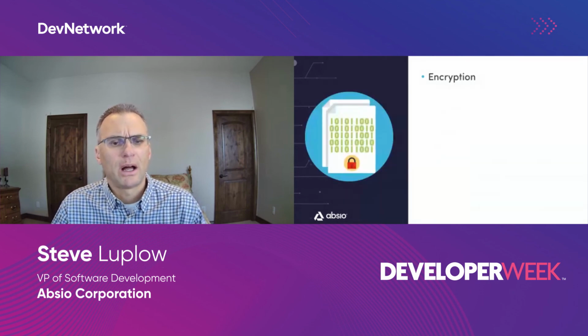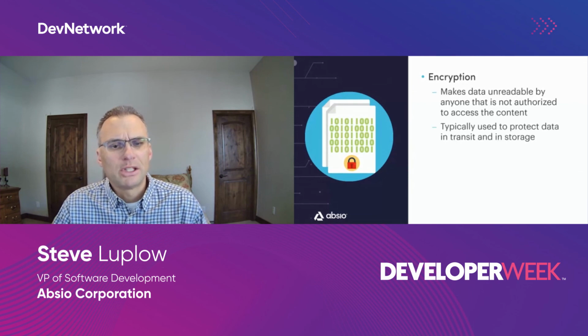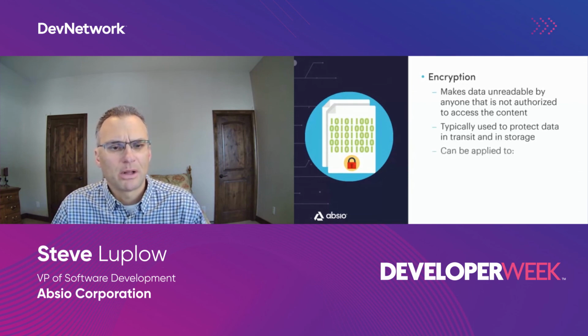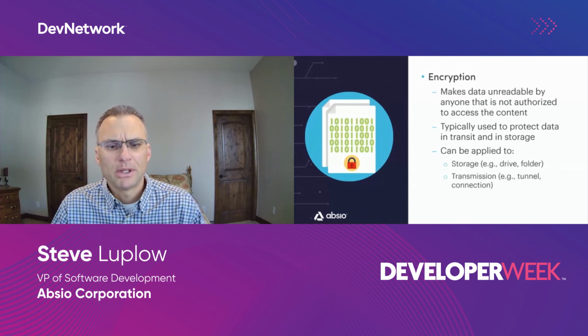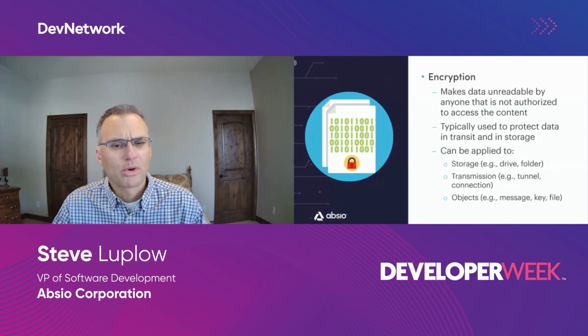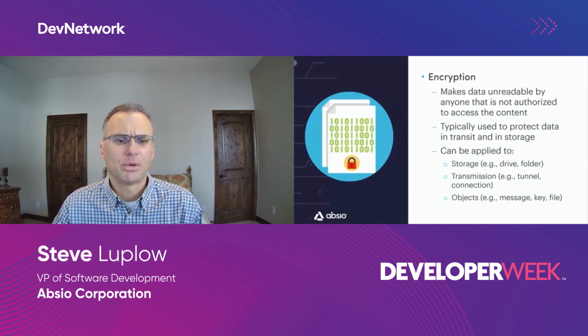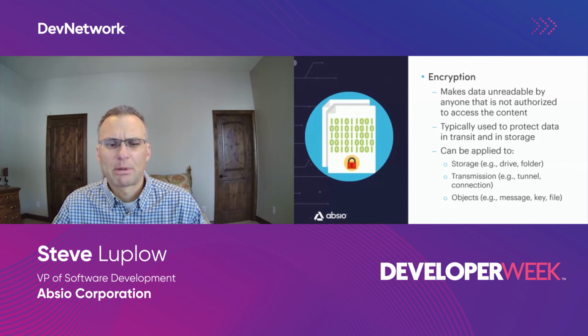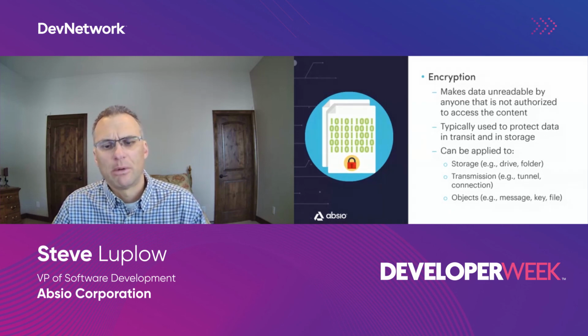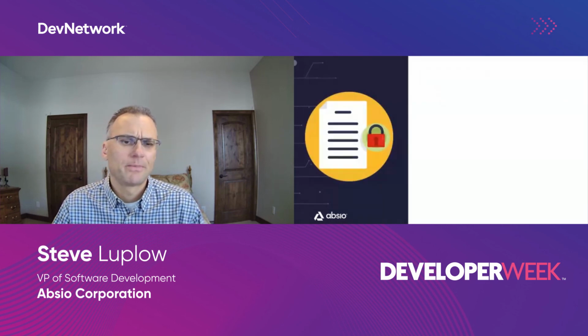Encryption is used to prevent unauthenticated and unauthorized entities from accessing and using sensitive data. It is typically used to protect data in transit and at rest, but also can be applied to storage, such as a drive or folder, transmission, such as a tunnel or connection, or objects themselves, such as messages, keys, or files. The more granular the encryption, for example, at the object level, the greater the protection against brute force attack, and the more flexible the application developers have to be able to apply specific permissions.